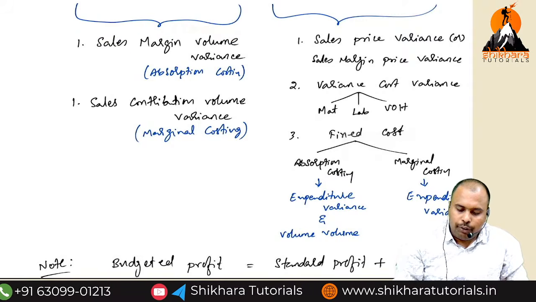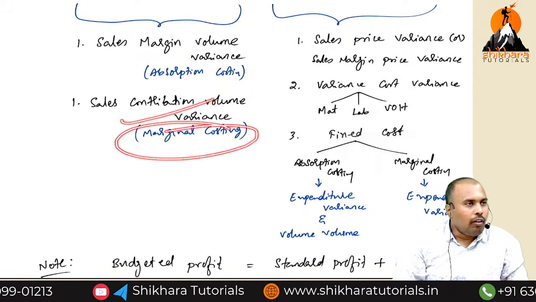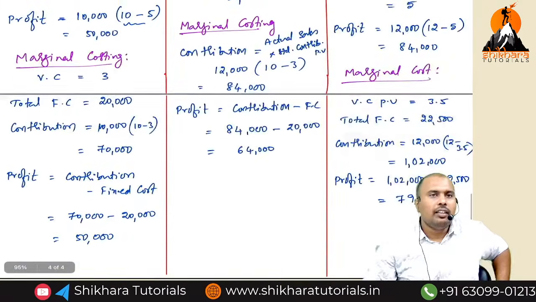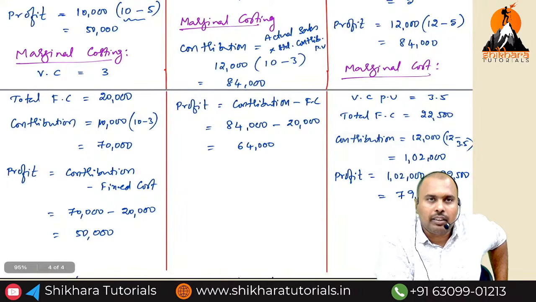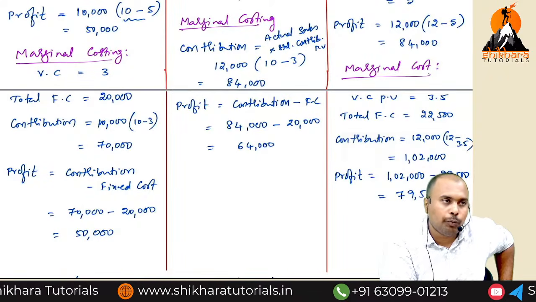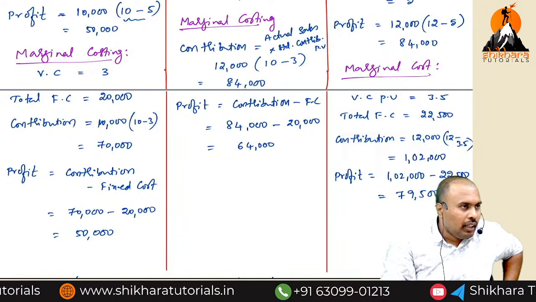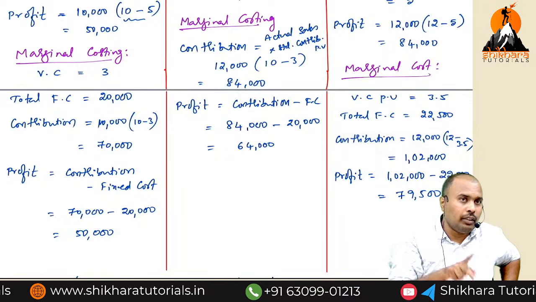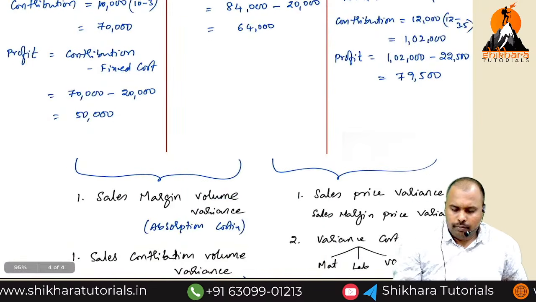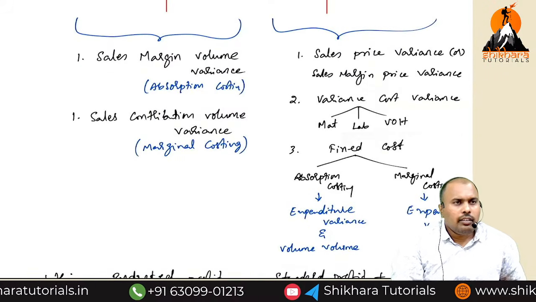For absorption costing I have to use sales margin variances. For marginal costing I have to use contribution margin variance. There is only one difference. The only difference between budgeted profit and standard profit is that budgeted profit is the profit for budgeted volume, while standard profit is the same budgeted profit but for actual volume. Only volume is the difference. As I'm talking about the profit variance, I have to take margin. If I had to take sales value, then I would have taken sales volume. Understood? Clear or not?